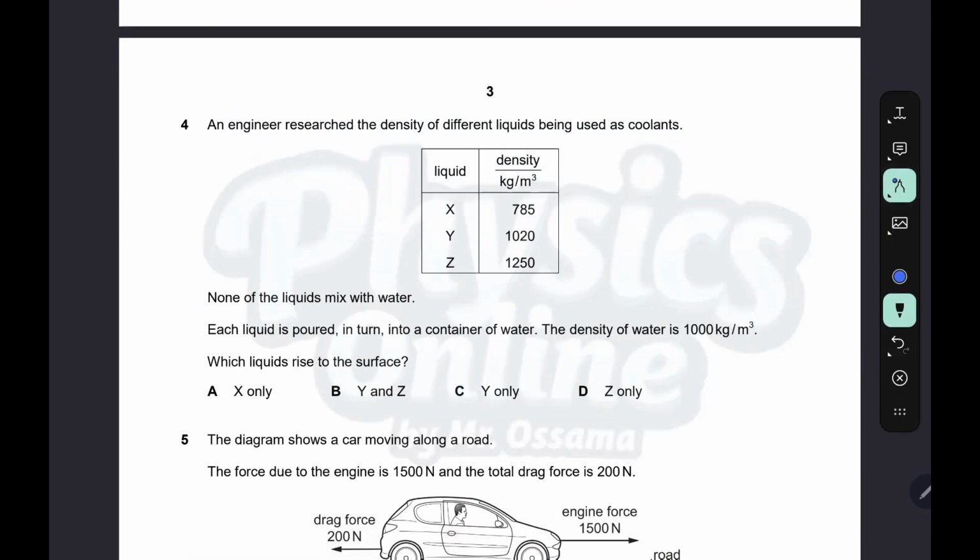Question 4. An engineer researches the density of different liquids being used as coolants. We have a liquid and its density. None of the liquids mix with water. Each liquid is poured in turn into a container of water. The density of water is 1000. Which liquid rises to the surface? Anything less than 1000 will rise to the surface. So we have X only.